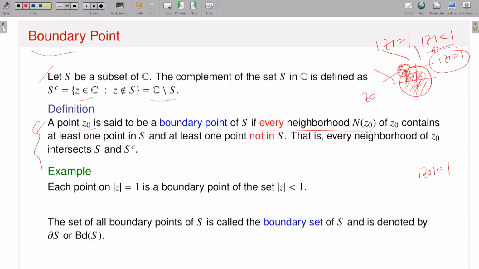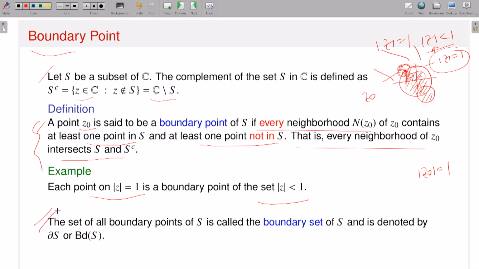A point Z0 is said to be a boundary point if every neighborhood of Z0 contains at least one point in S and at least one point not in S. That means at least one point should lie in the complement of the set. So every neighborhood should intersect both S and S complement. For example, if I take a neighborhood of this point, it intersects my S and it intersects my S complement. So, for example, each point on the circle mod Z equal to 1 is a boundary point of the set mod Z strictly less than 1.